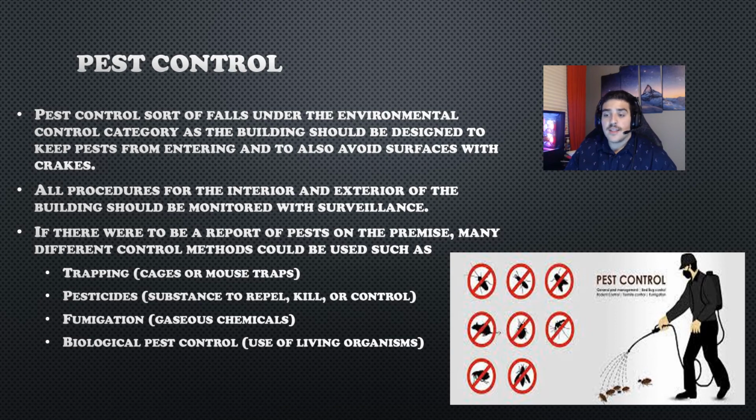And then lastly, biological pest control, which is the use of living organisms, finding the organism's enemy or something that could take out the other pest. And then right here we just have a simple diagram showing somebody using pesticides to take out some sort of insect, and you could use that with many different pests.